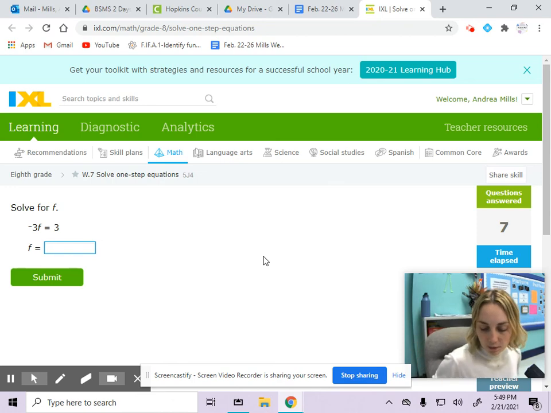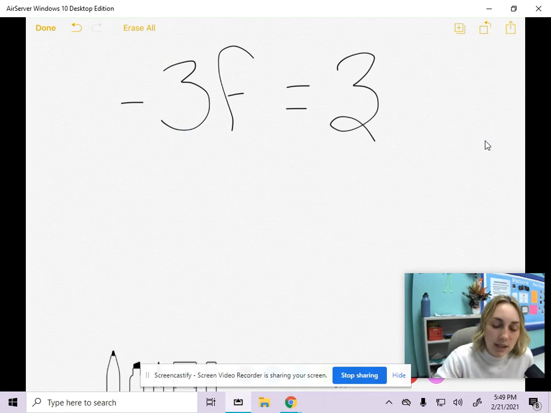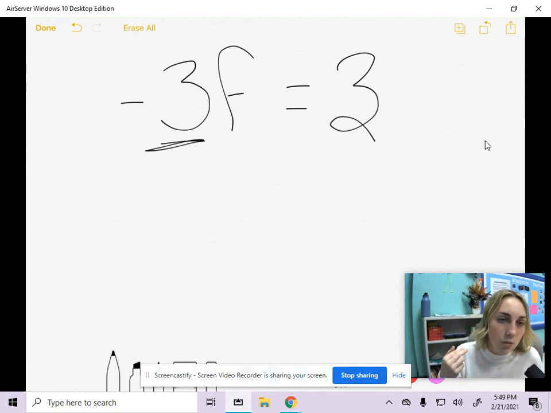Okay, good. I was hoping this one would show up. Now we have negative 3f, and that's going to be equal to 3. So guys, whenever you have a number right next to a variable, that's called a coefficient. This is the coefficient of f. So when you see a variable next to a number like that, you need to automatically assume that is multiplication. We're multiplying negative 3 by that variable.